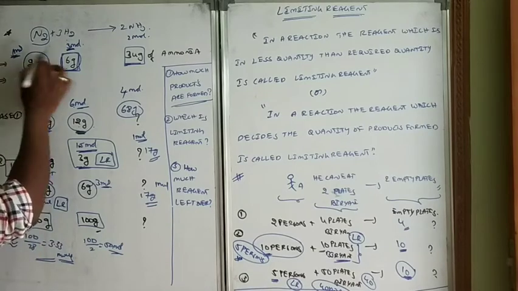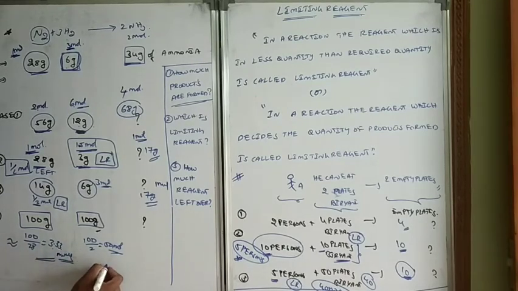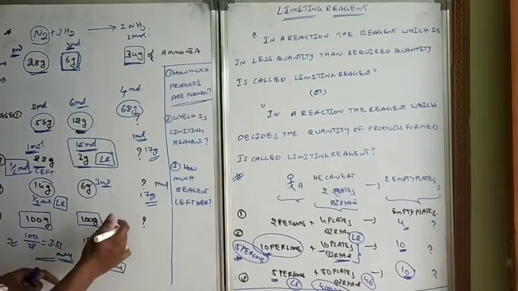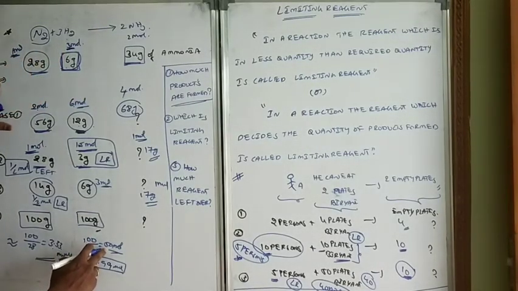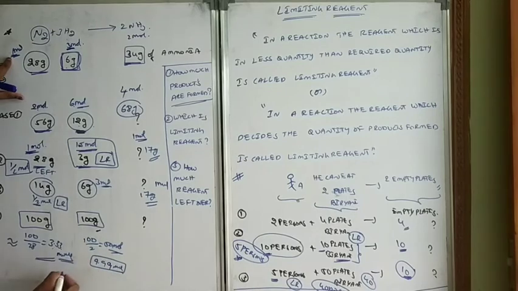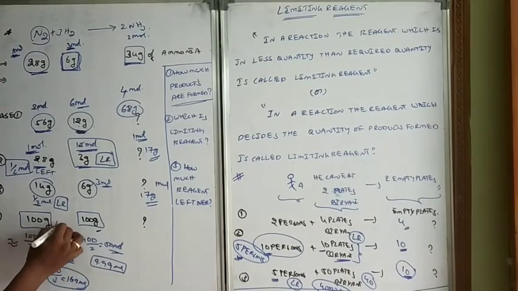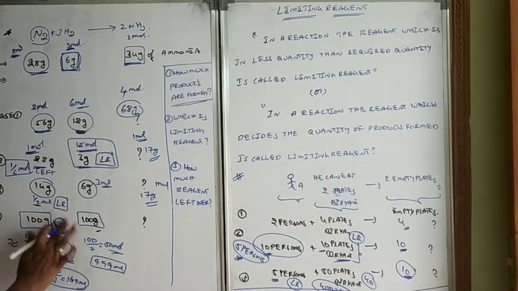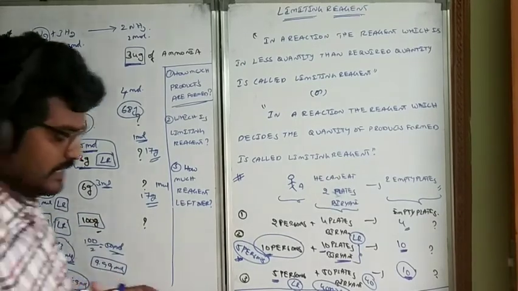So now see, 1 mole requires 3 moles. 3.33 moles requires how many moles? 3.33 into 3 means 9.99 moles is required, but here it is in excess, right? So this is in excess. So here you see 3 moles require 1 mole. 50 moles require how many moles? 3 moles require 1 mole, 50 moles require 50 by 3. So 50 by 3 means how much? 16.9 moles is required, but only 3.3 moles. So that's why this is the limiting reagent. Since this is the limiting reagent, based on this only the products will be formed.